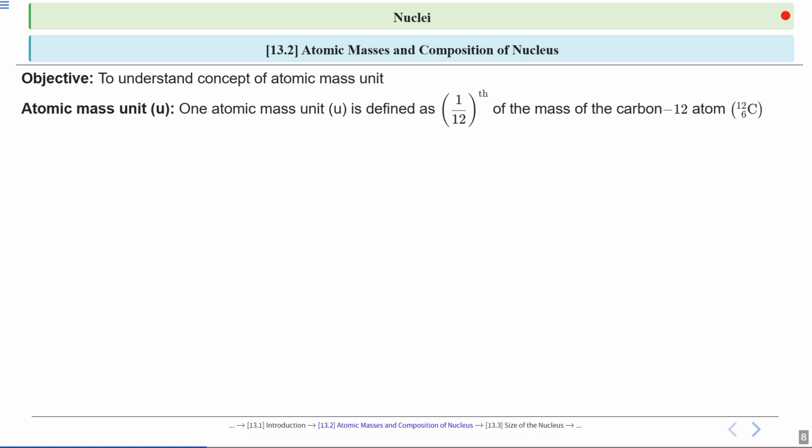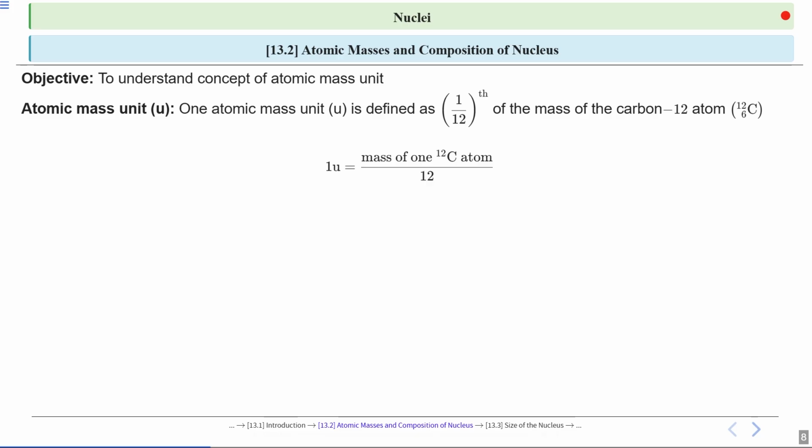Now let's define what an atomic mass unit, or U, actually is. One atomic mass unit is defined as 1/12 of the mass of a carbon-12 atom. Carbon-12 is a specific isotope of carbon, and it's used as the standard for atomic masses.